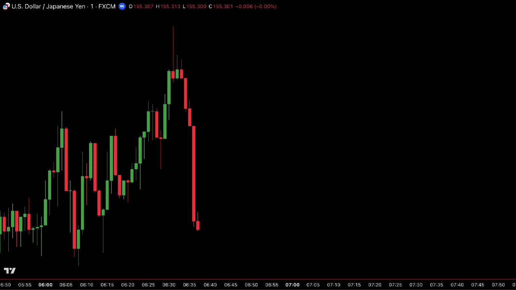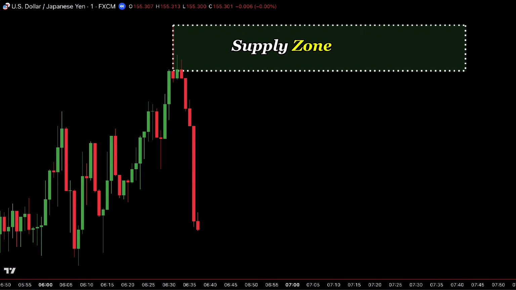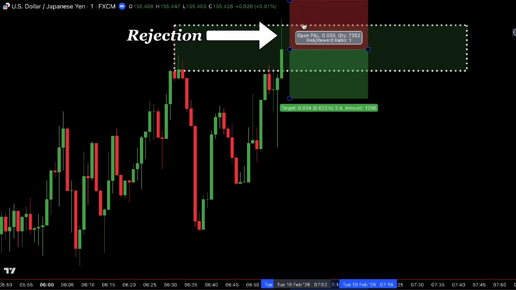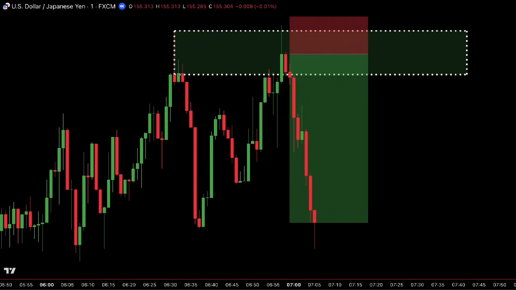Now look at a bearish example. Here, the market forms a strong move down, creating a supply zone. Price retraces back into the zone and gets rejected. That's your entry. Stop loss above the zone, target at the next level below. And once again, the market moves in your direction.